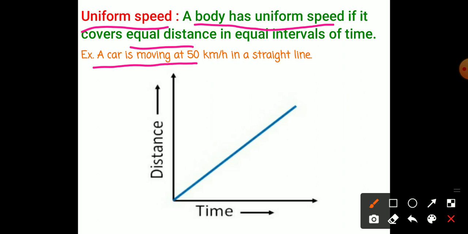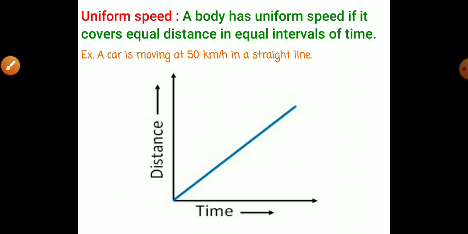So this is the graph between distance and time. If any body or any car covers equal distance in equal intervals of time, the graph will be a straight line with some slope, of this type. So this is the graph related to uniform speed.